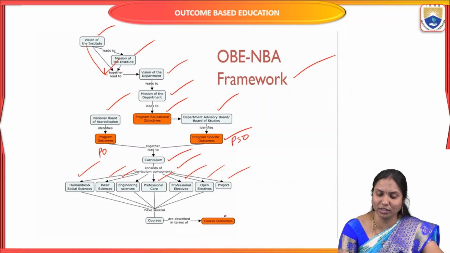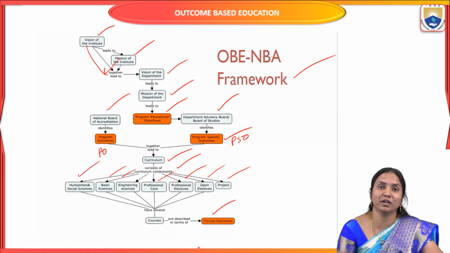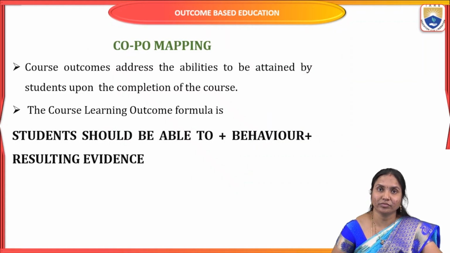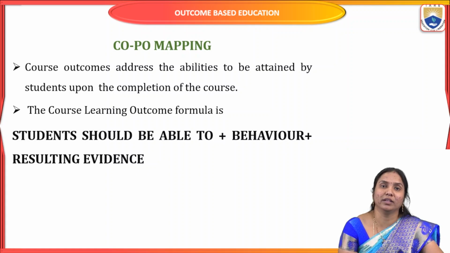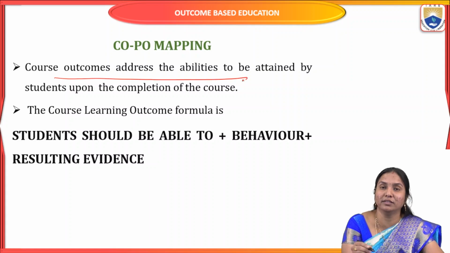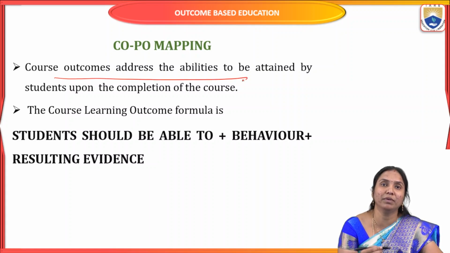These are described in terms of course outcomes. For each subject, the faculty member who teaches that subject prepares the course outcomes. This is the OBE NBA framework. Here, CO PO mapping means course outcomes and POs. Course outcomes are prepared by the faculty teaching that subject, and PO program outcomes are prepared by NBA. How to map them: course outcomes address the ability to be attained by students upon the completion of this course.